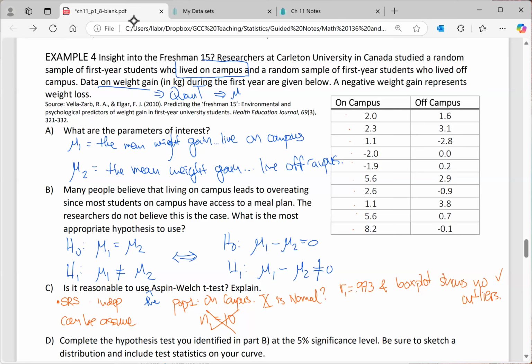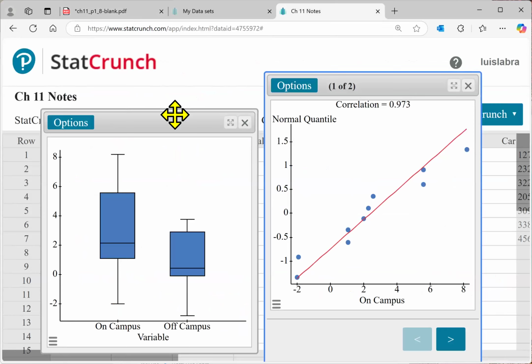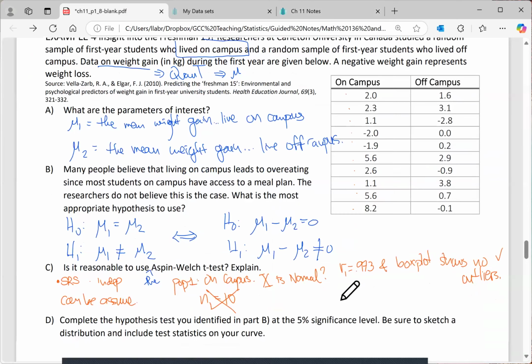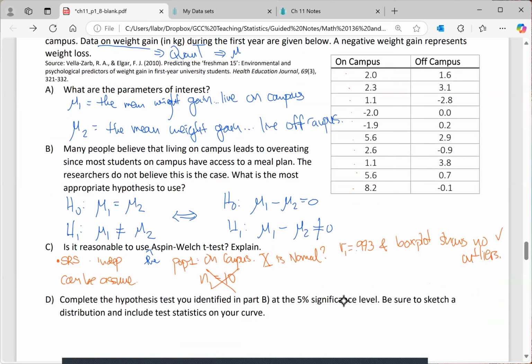That's for population 1. You got to do the same thing for population 2. So I'm not going to write it down. We've more or less already done it. Here we see off-campus. And there does appear to be some asymmetry involved, where there's some slight left skew, but there are no outliers. And then we can compare to the QQ plot with a correlation value of 0.981. So that's pretty high. So we're going to go ahead and say that there is evidence that this is also normal. So I'm going to go ahead and check that off. So I can go ahead and proceed.